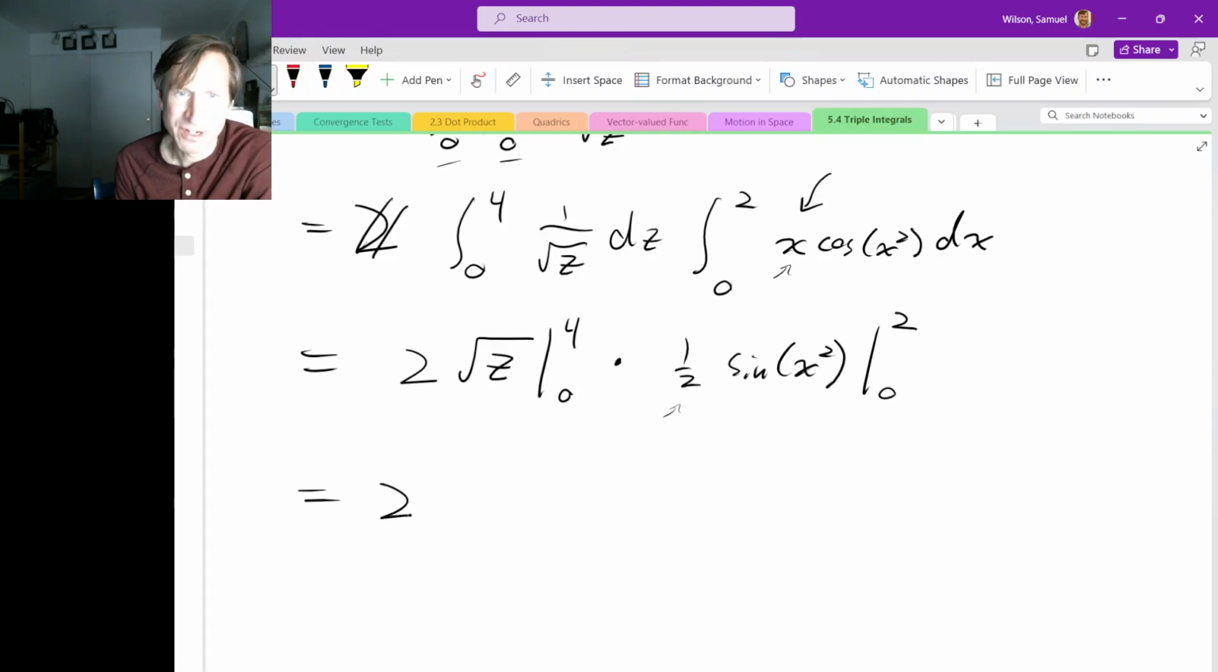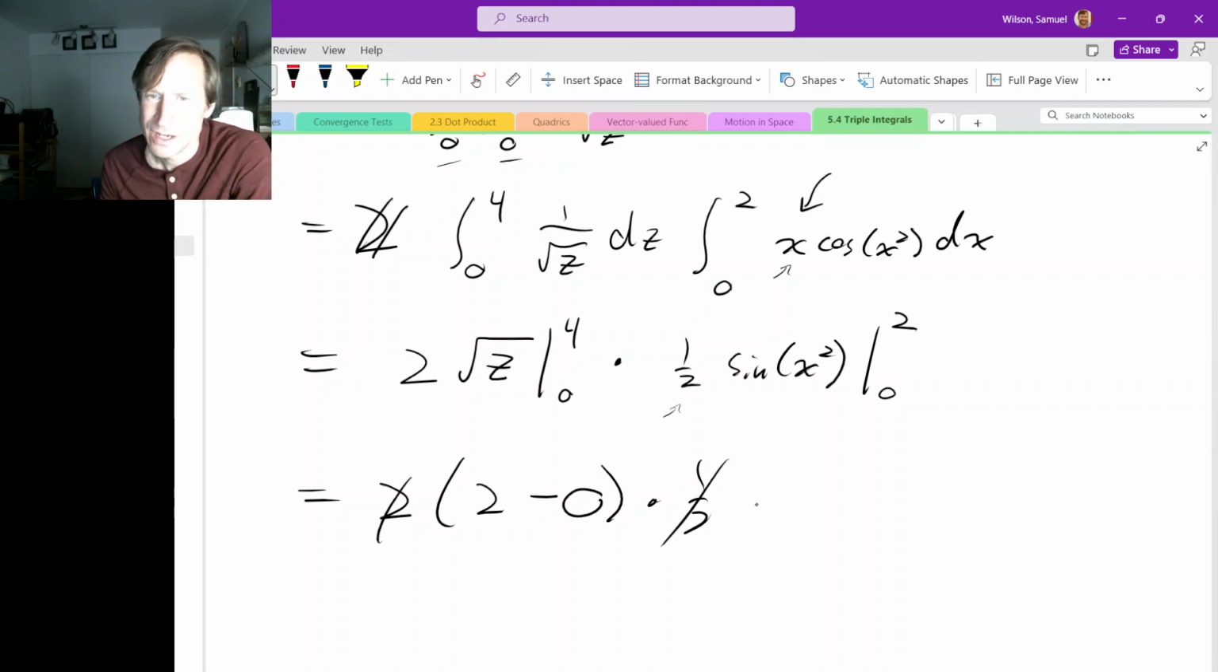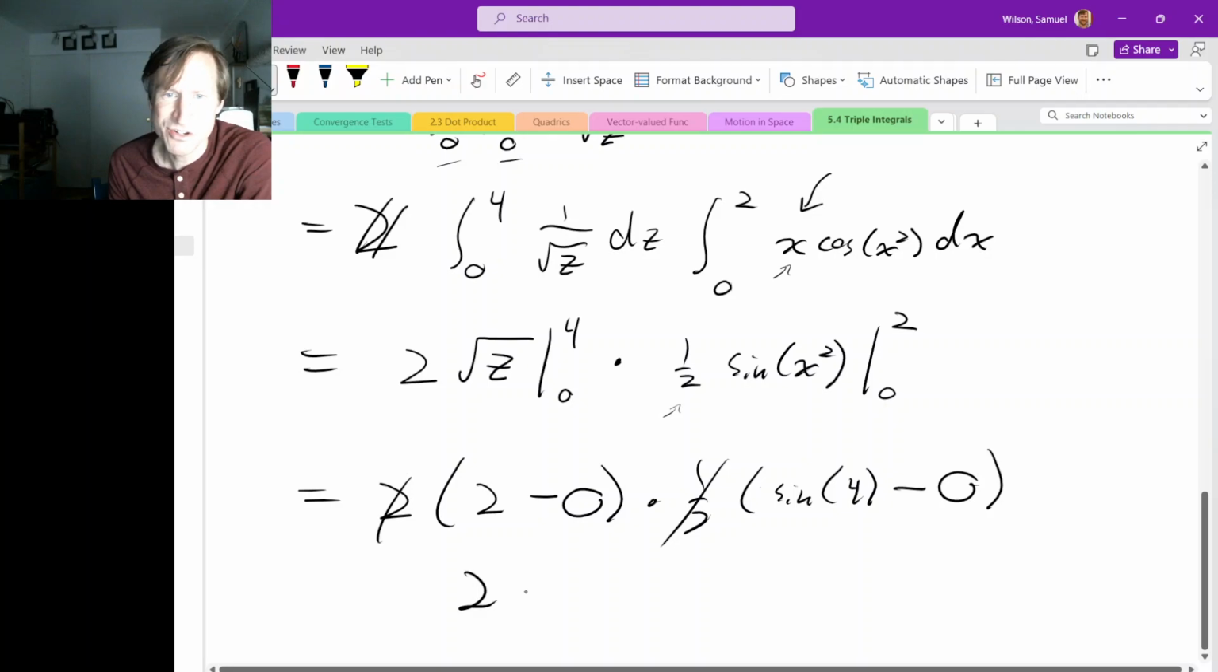So now we can evaluate everything. So 2 times square root of 4 is 2, square root of 0 is 0, times 1/2. That 1/2 cancels this 2. Sine of 4, whatever that is, minus sine of 0, which is 0. So we get 2 times sine of 4.